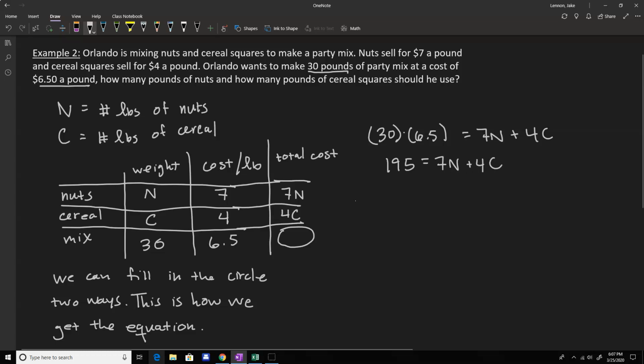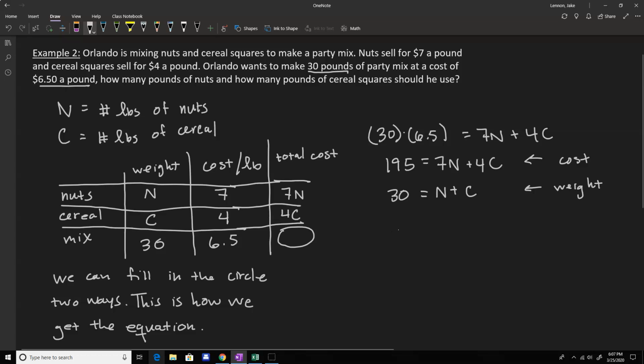So this is the equation we really want to solve, but how do we relate the number of pounds of nuts to the number of pounds of cereal? Well, that comes from the weight column. So the first equation we just wrote down is your cost equation, and then we also have a weight equation. The weight equation is your total weight, 30, has to equal the weight from the nuts plus the weight from the cereal.